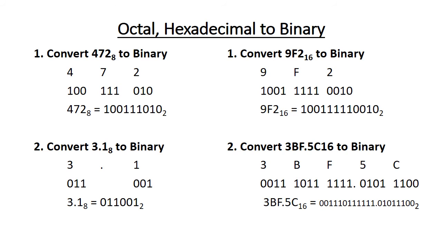Now the right side, converting hexadecimal numbers to binary. Here the group will be of 4, that means there will be 4 binary digits. 9, how to convert 9 to binary? 1001. What about F? 1111. And the answer is written there. Like the other one, a hexadecimal fraction to binary is also written down.